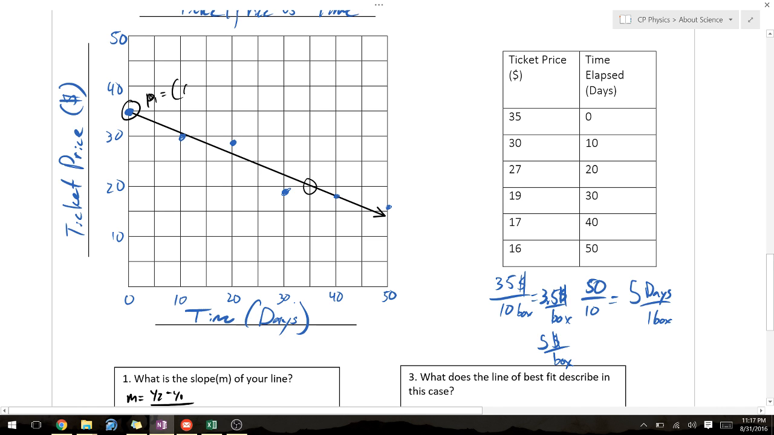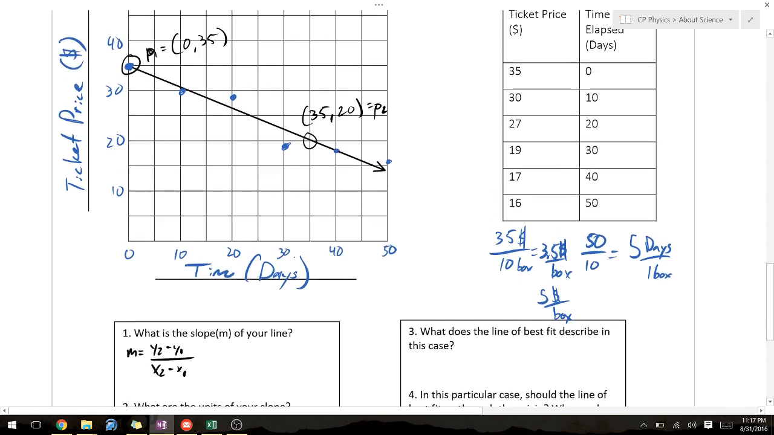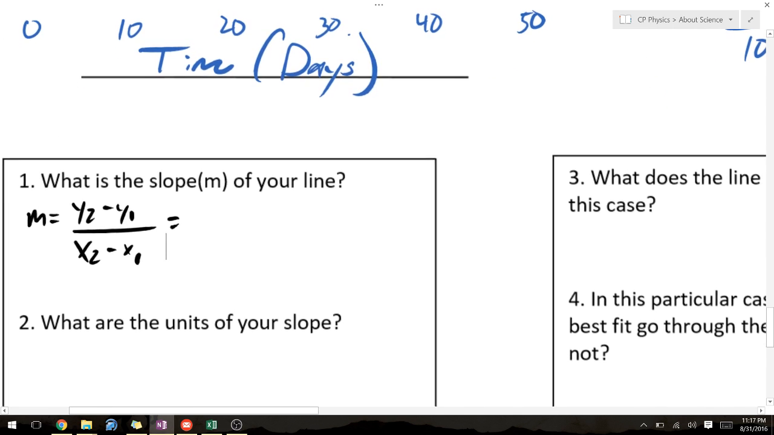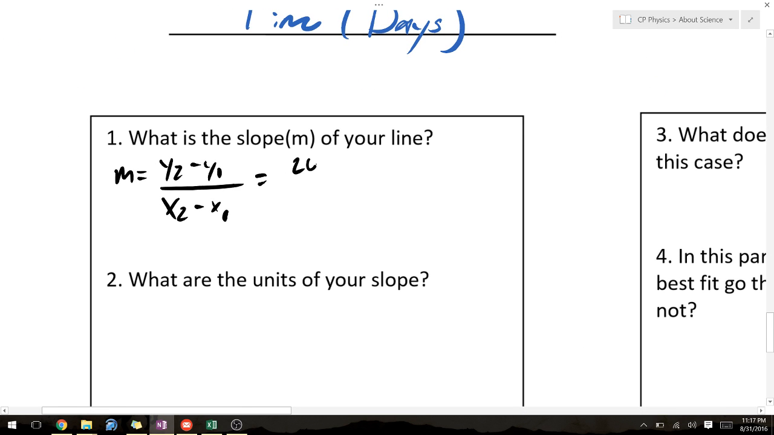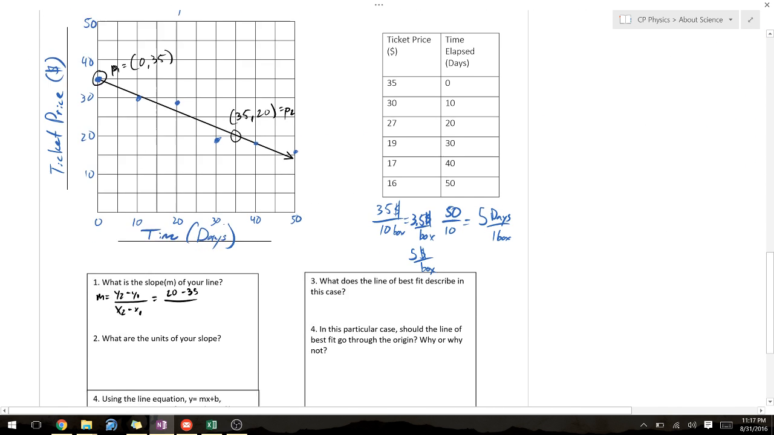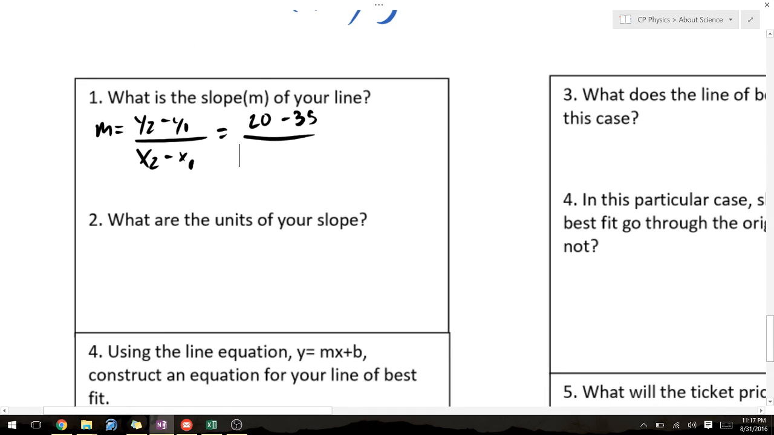It is 0, 35. And our second one is actually going to be 35 and 20. 35 and 20. It's our point 2. So we can kind of plug those in. It'll first be 20 minus 35. Zoom in on this a little bit. And that is over 35 minus 0. And that's an easy one to do.